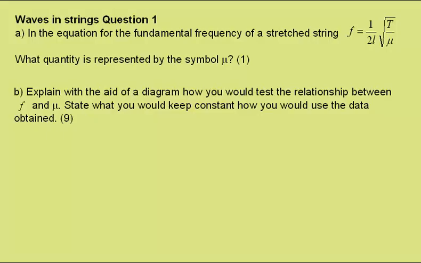Waves in strings, question 1, part A. In the equation for the fundamental frequency of a stretched string, frequency is equal to 1 over 2L root T over mu. What is represented by the symbol mu for 1 mark? Well, this isn't quoted on your datasheet, so you really need to remember it. It's the mass per unit length of the string. You could work out what the units are to give you a hint, but it's quite a long-winded way of getting 1 mark.